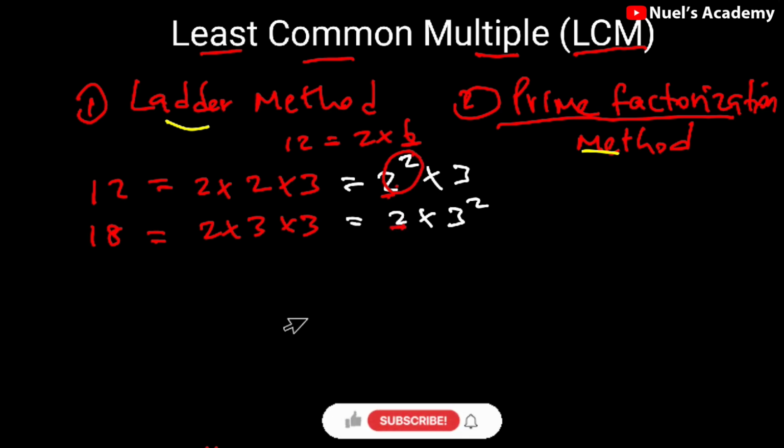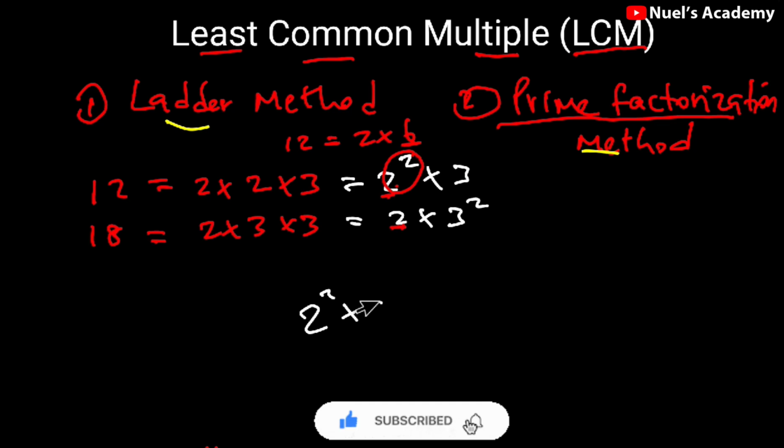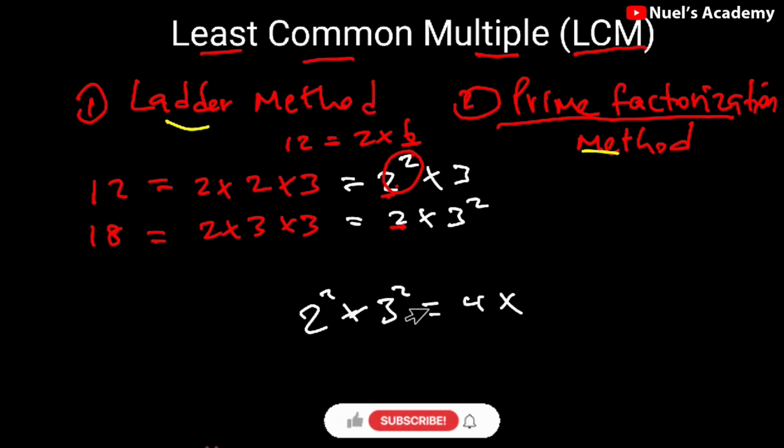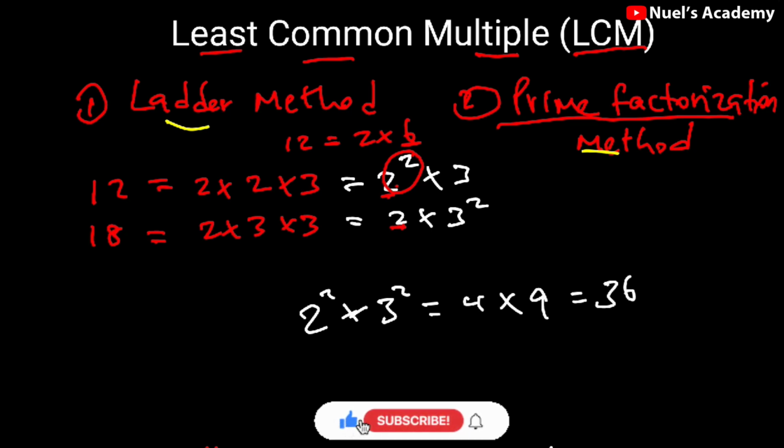We have 2 square times. Now, between these 3 and 3 square, which of them has the higher power? You see that 3 square has the higher power. So we're going to pick it, 3 square. So if you simplify this, 2 times 2 is 4, times 3 times 3 is 9, 4 times 9 is 36, just like we got in the previous example that we solved under the ladder method.